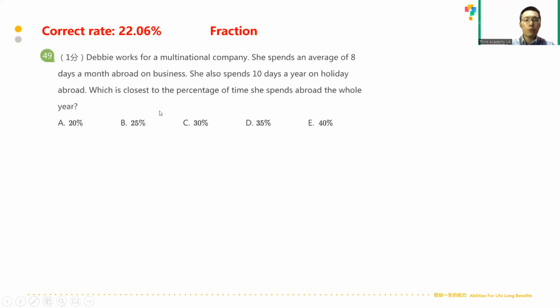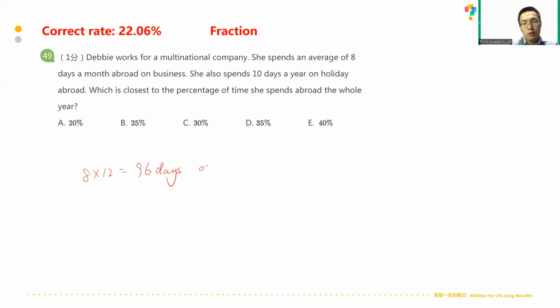And 49: Debbie works for a multinational company. She spends an average of 8 days a month abroad on business. So 8 days a month. How many months do we have in a year? We have 12 months in a year. So how many days will she be abroad on business every year? It will be 8 times 12, which is 96 days.